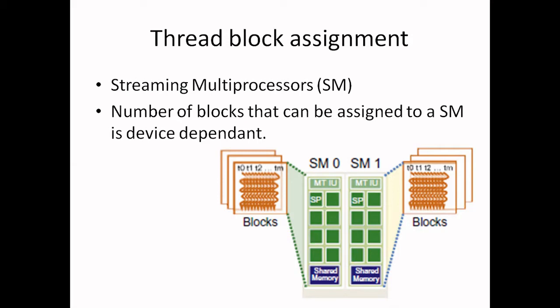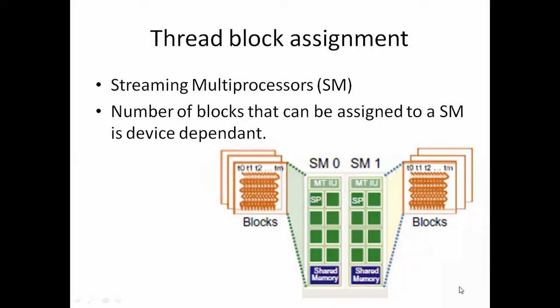If you have n number of multiprocessors and more than n number of blocks, in that case, some streaming multiprocessors will have two or more blocks assigned. No problem. Depending on the availability of streaming multiprocessors and the requirement of blocks, these blocks will be assigned to streaming multiprocessors.